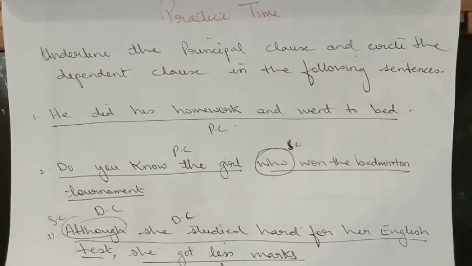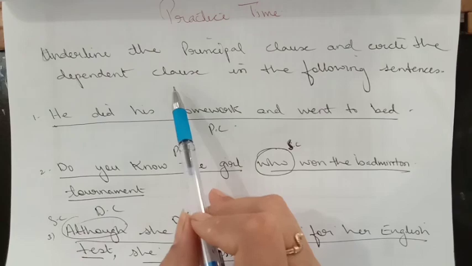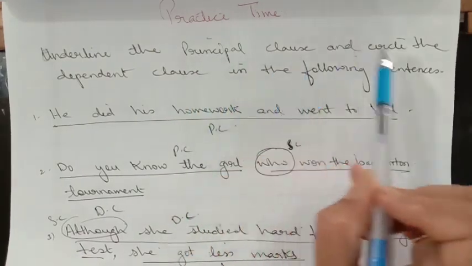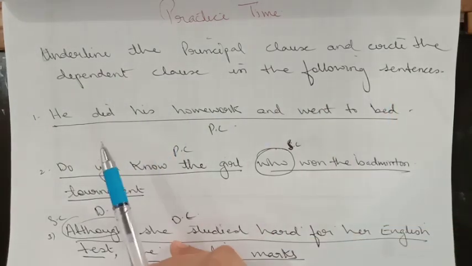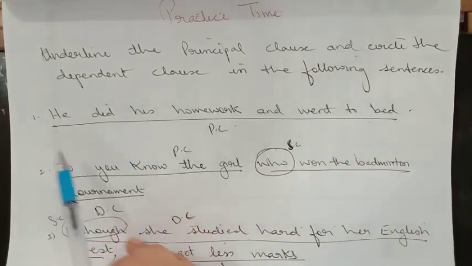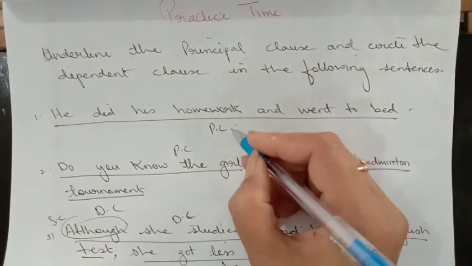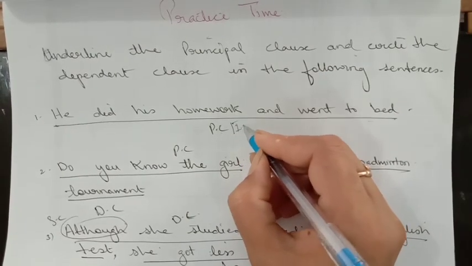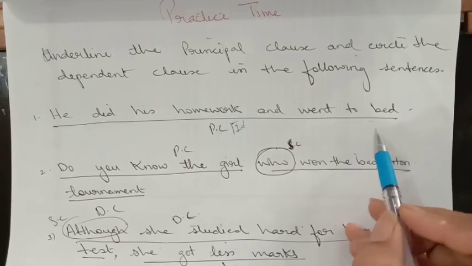Let's practice some sentences for the subordinate clause and the principal clause. Underline the principal clause and circle the dependent clause in the following sentences. He did his homework and went to bed. Is the sentence conveying the full meaning? Yes. So it is your principal clause. You can also call it an independent clause. So you have to underline the independent clause or the principal clause.